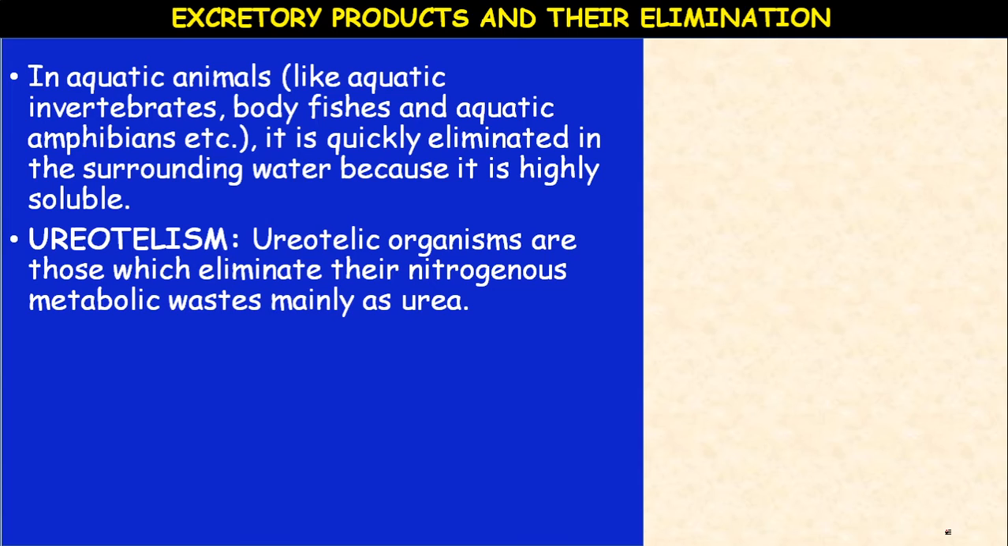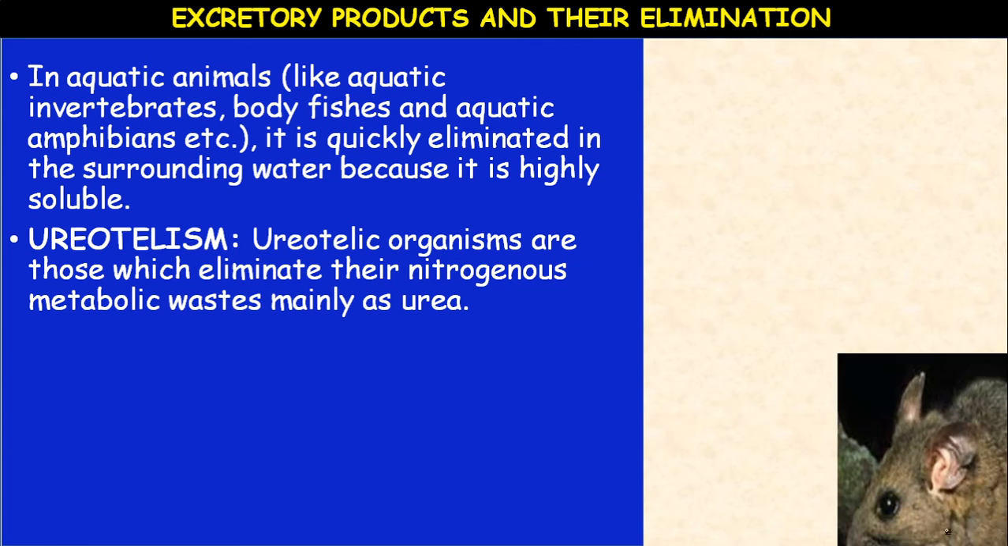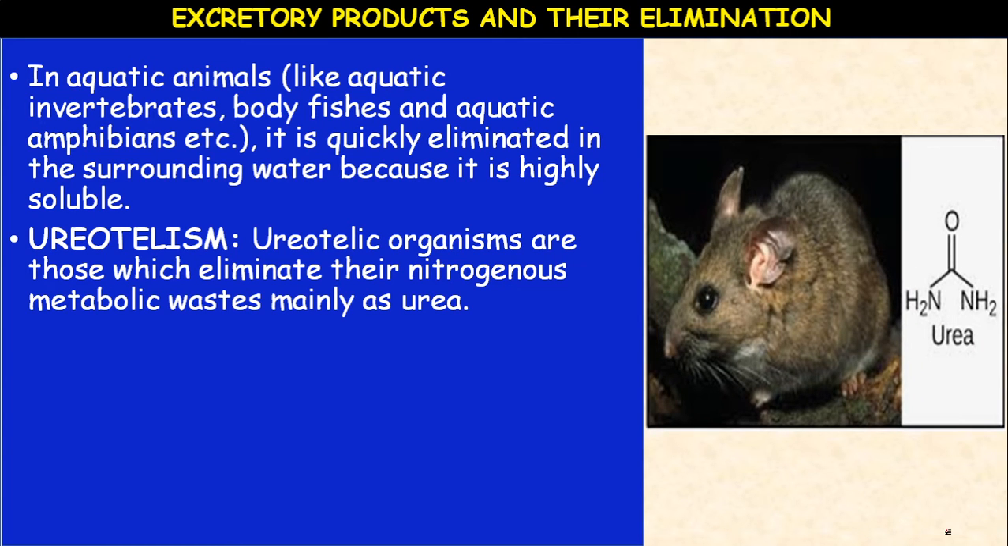Ureotelism. Ureotelism is the second. The ureotelic organisms are those which eliminate their nitrogenous metabolic waste mainly as urea. Okay, example here, the mammal, a rat is given urea.